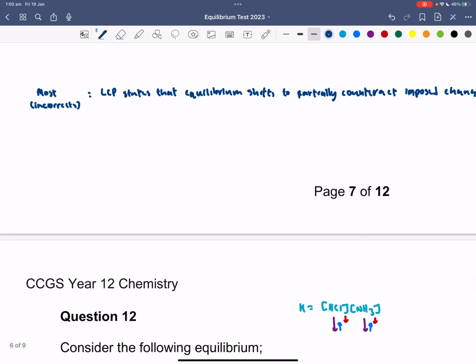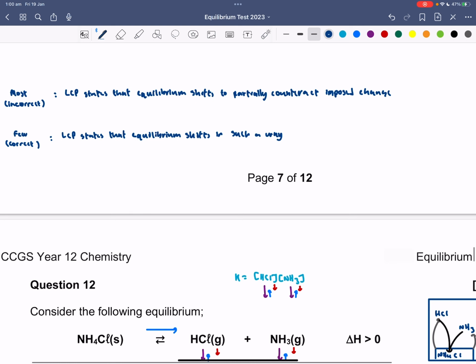So first of all, that is not Le Chatelier's principle. Le Chatelier's principle does not say that it's going to favor the equilibrium such that it partially counteracts the imposed change. What is the correct thing to say, which only few students say? LCP states that equilibrium shifts in such a way to counteract the imposed change.